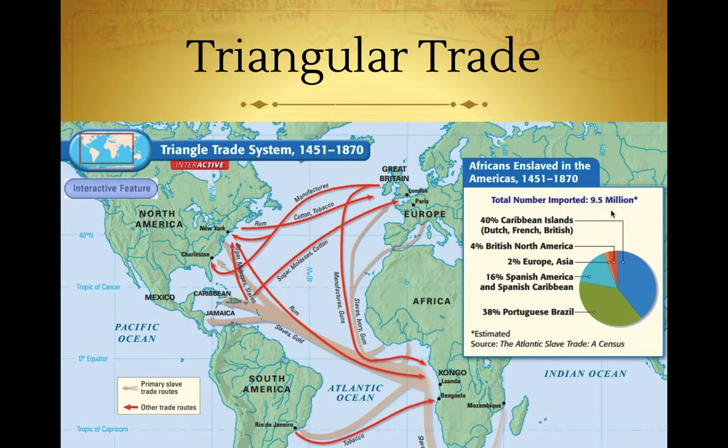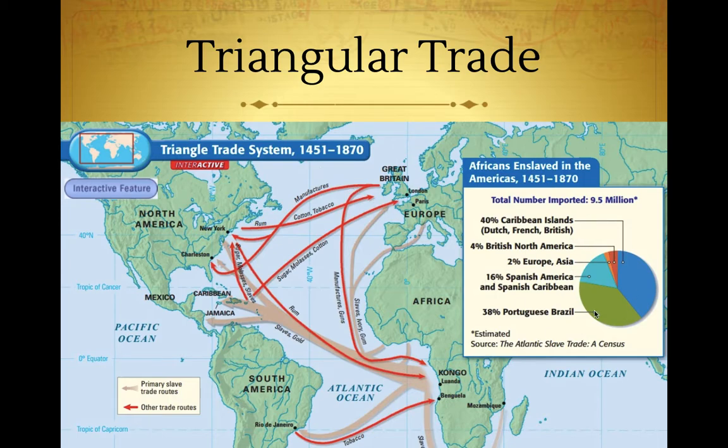This isn't entirely accurate, I would say. It says 9.5 million. My numbers that I know are more around 12 million people get taken away from Africa and about 10 million people make it. So you're going to have over 2 million people die on this journey across these hundreds of years that we see here, 1451 to 1870.